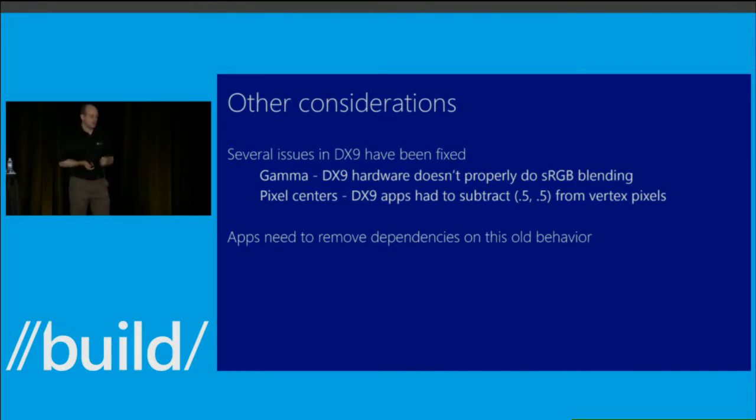The other thing that was a bit of a gotcha in DX9 was that you had to subtract half a pixel from your vertex positions because of the way that we used the square render target and how we had that center on the center of those squares. We fixed that behavior in subsequent versions of Direct3D, so now you no longer have to do that half a pixel subtraction that you had to do in the past.